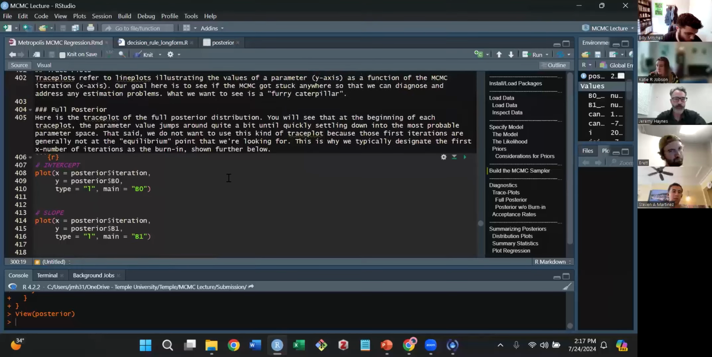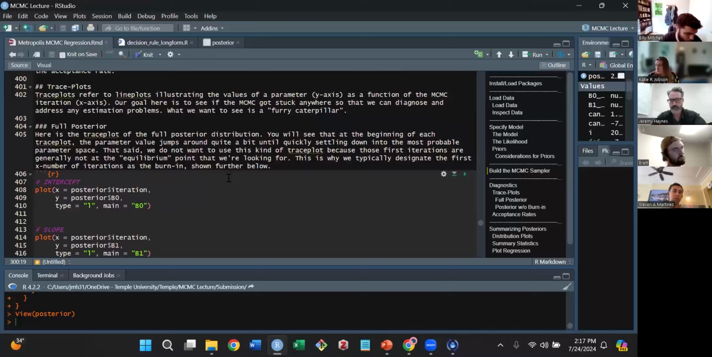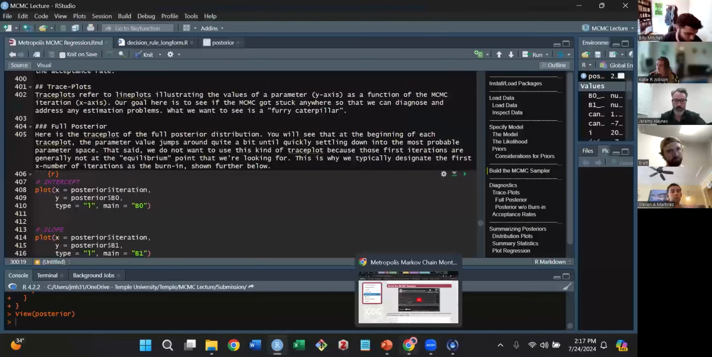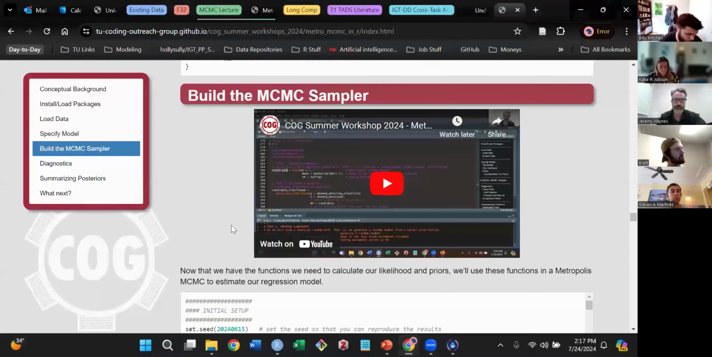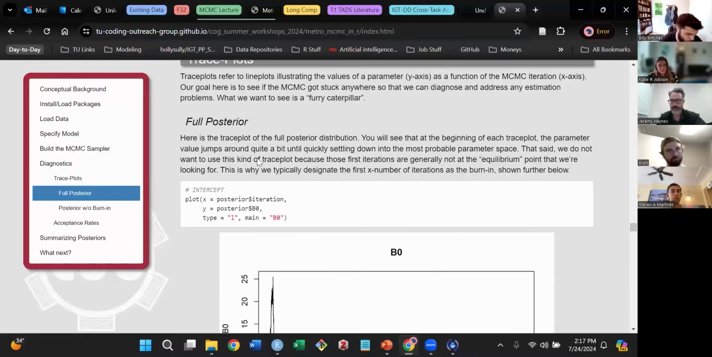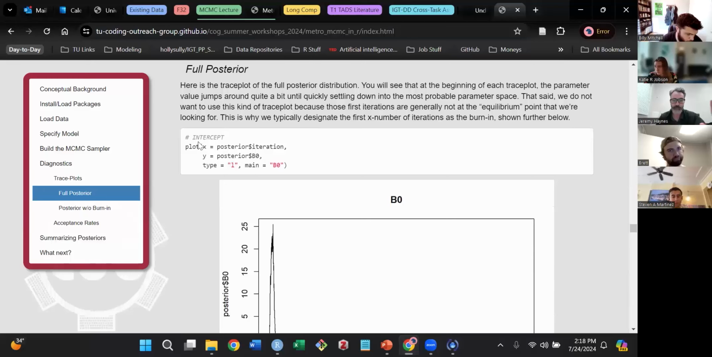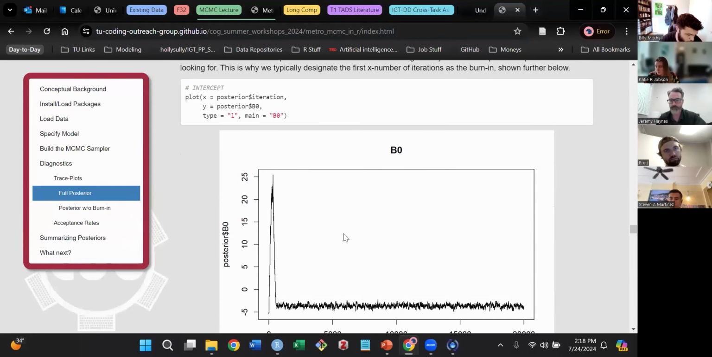Generally speaking, you'll do this by looking at trace plots. Trace plots are just plots of the parameter value on the y-axis as a function of the iteration on the x-axis. So here, the very first set of plots show the full MCMC chain. You'll notice that the initial value that was picked was not very good, and that at the very beginning of the chain, it jumps around wildly and then kind of converges over here.